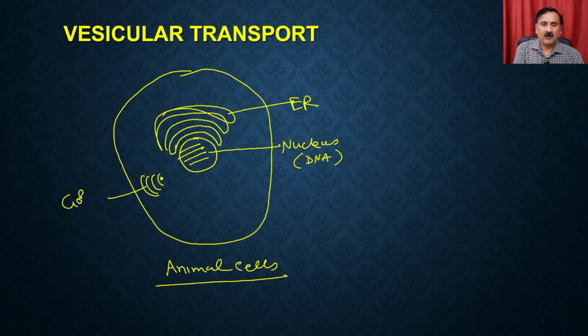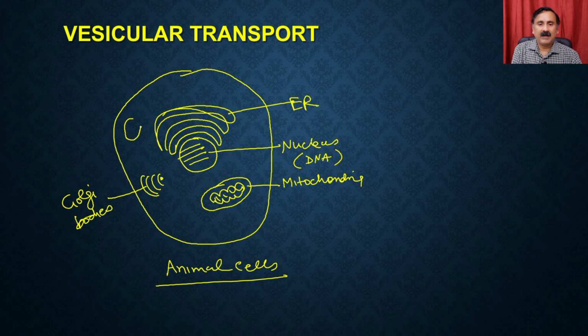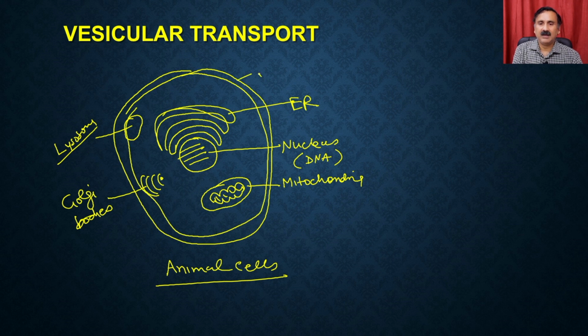Then you are going to have the mitochondria. So these are the different types of organelles that are present. In a typical eukaryotic cell, in a plant cell also, instead of mitochondria you are also going to have the chloroplast as well. Apart from that, you can also have lysosomes, and you can also have the double layer like plasma membrane.